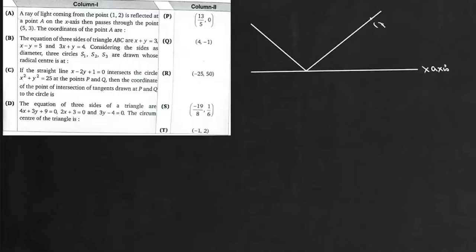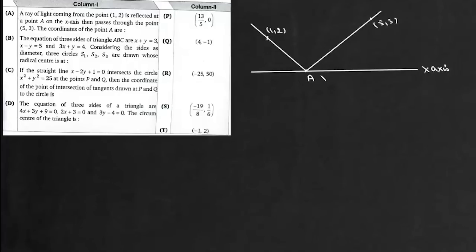It is a matching question, and it says a ray of light coming from the point 1, 2 is reflected at a point A on x-axis. We have a point on x-axis, and though it is not given, I think it should be given that this mirror is at x-axis. So we have this ray of light coming from this point 1, 2, and it passes through this point 5, 3. And this is this point A on x-axis.